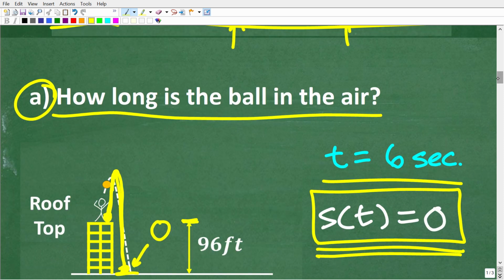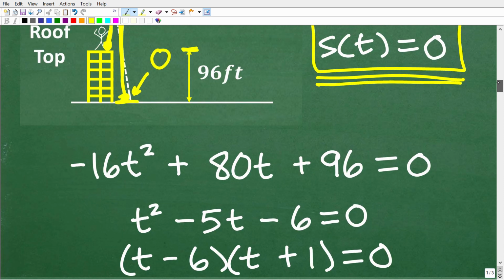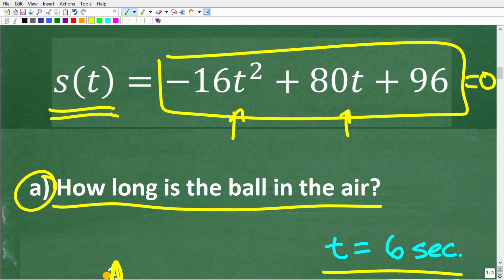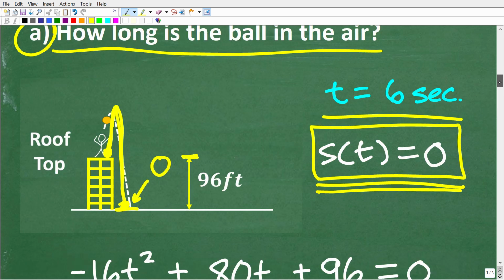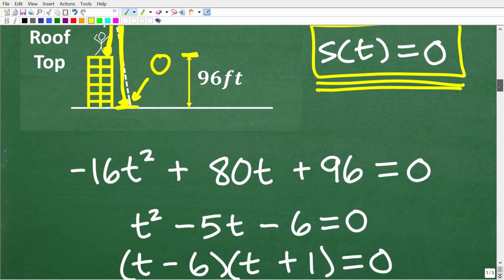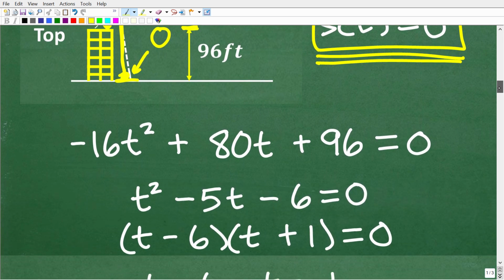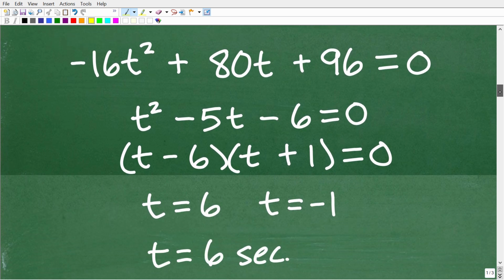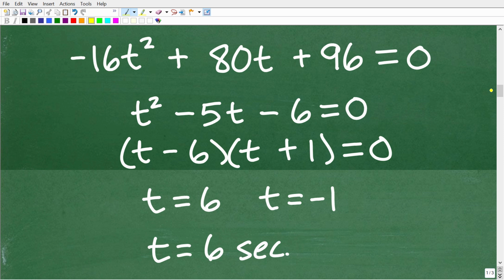Let's go ahead and do that simple algebra. You want to keep this position function in mind throughout the problem. So s of t is equal to negative 16t squared plus 80t plus 96. We're going to set this equal to 0, and that's going to tell us when the ball has 0 height, i.e. when the ball stopped flying. So here is our position function, and we're setting it equal to 0.